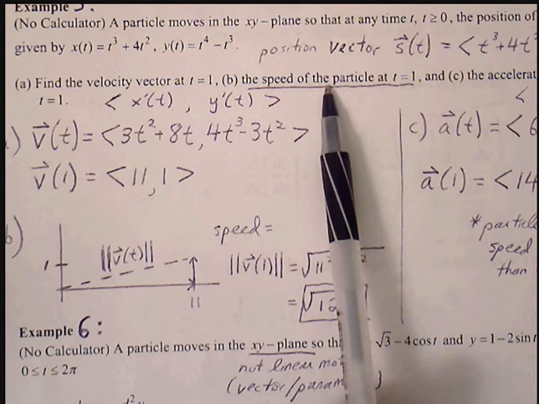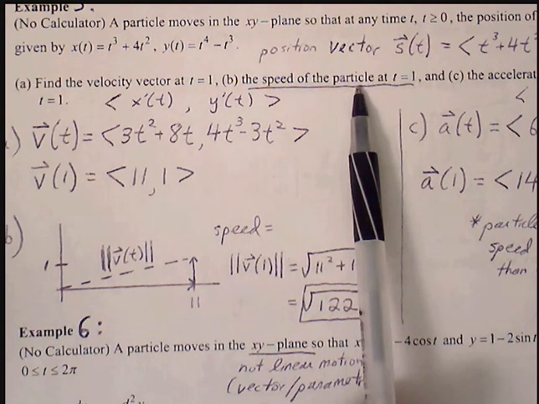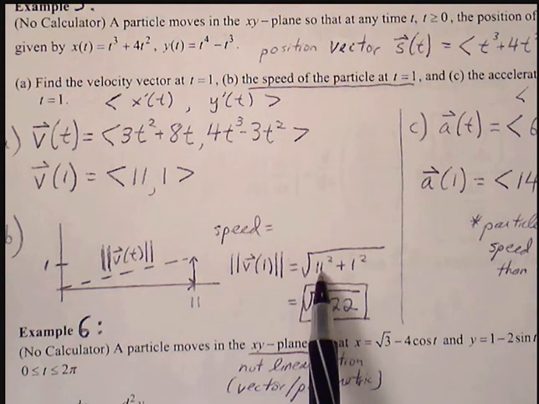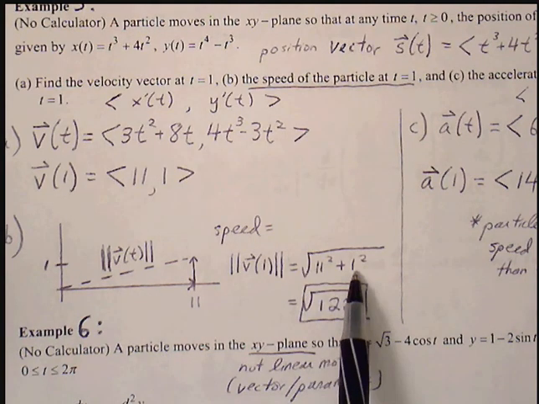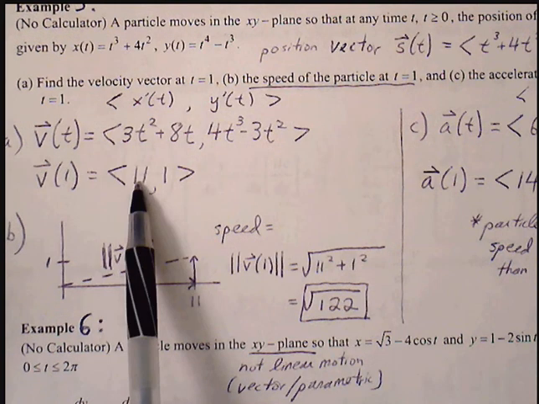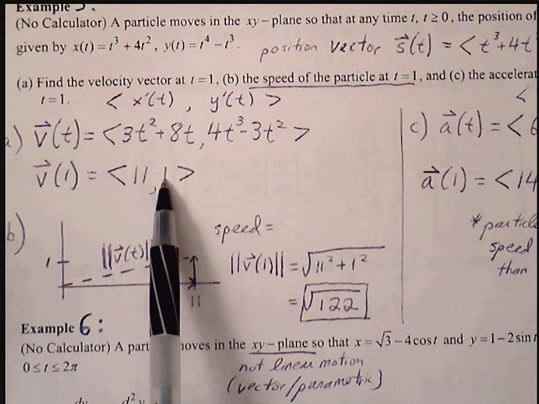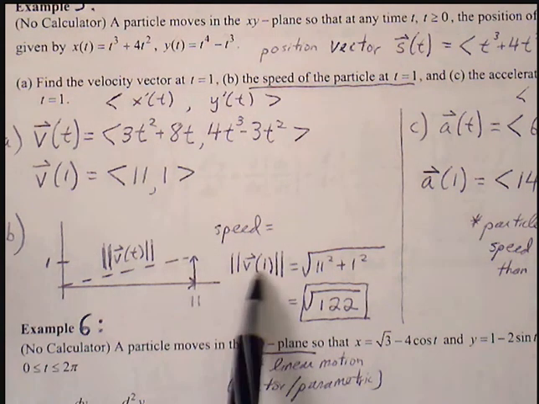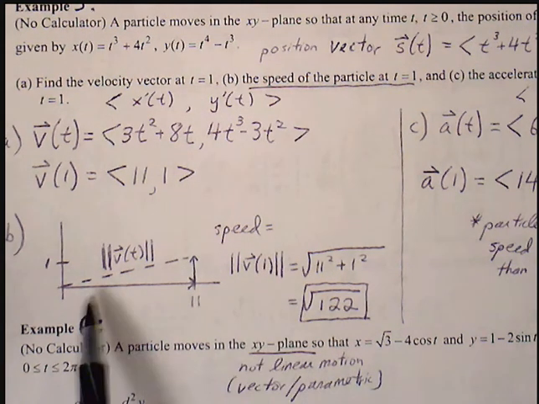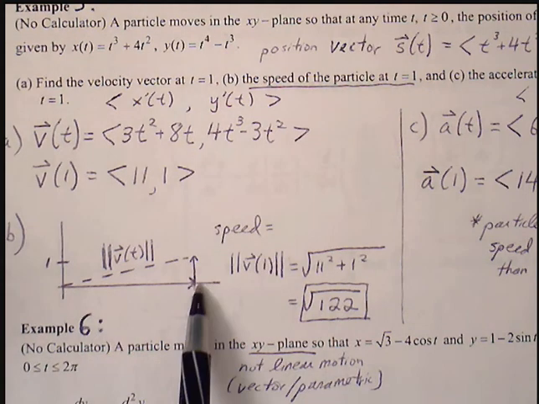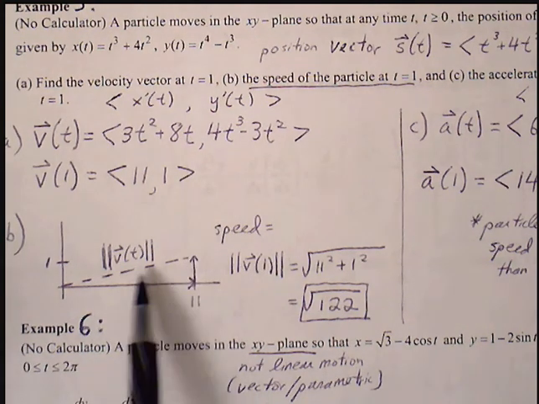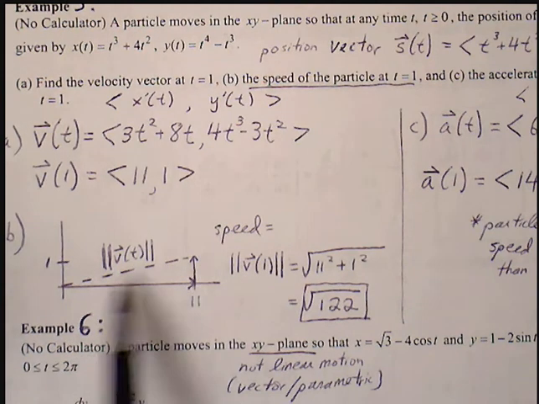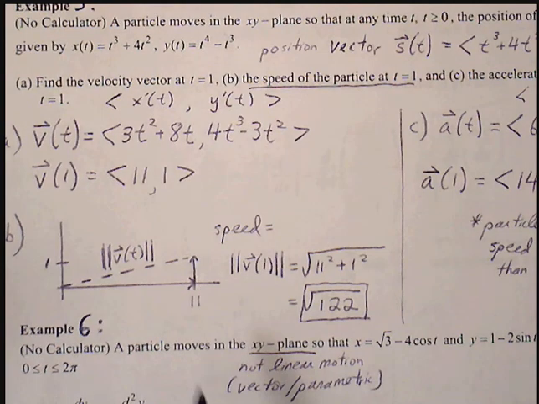Okay, part B, the speed of the particle. So speed of the particle is simply the square root of my x prime of t squared plus y prime of t squared. So x prime of t, evaluated at 1, is 11. So 11 squared plus 1 squared is the square root of 122. So we can think of this as also the resultant vector, or the hypotenuse, created from drawing the horizontal component vector and the vertical component vector.